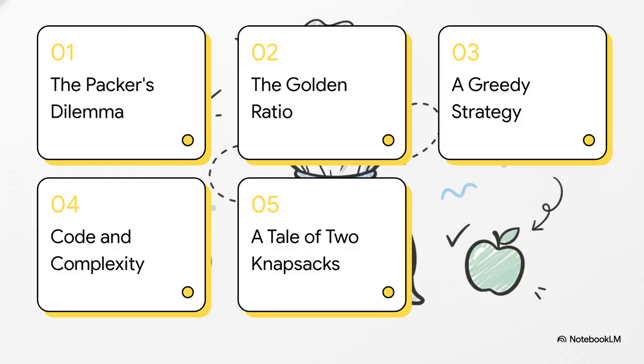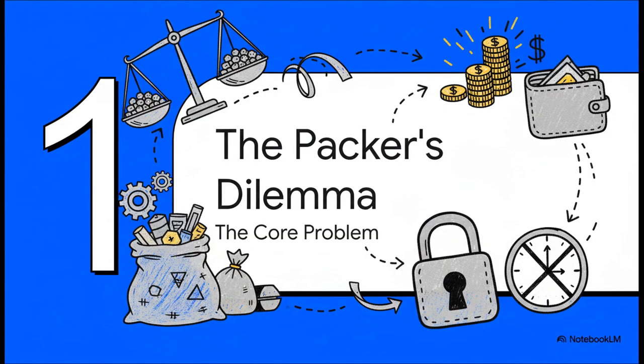So here's how we're going to break it down. We'll start with the basic problem, what I like to call the Packer's dilemma. Then we'll uncover the golden ratio that just cracks the whole thing wide open. After that, we'll dive into the greedy strategy, look at its code and complexity, and wrap up by comparing it to its trickier cousin, the 0-1 knapsack. Let's get into it. All right, section 1.